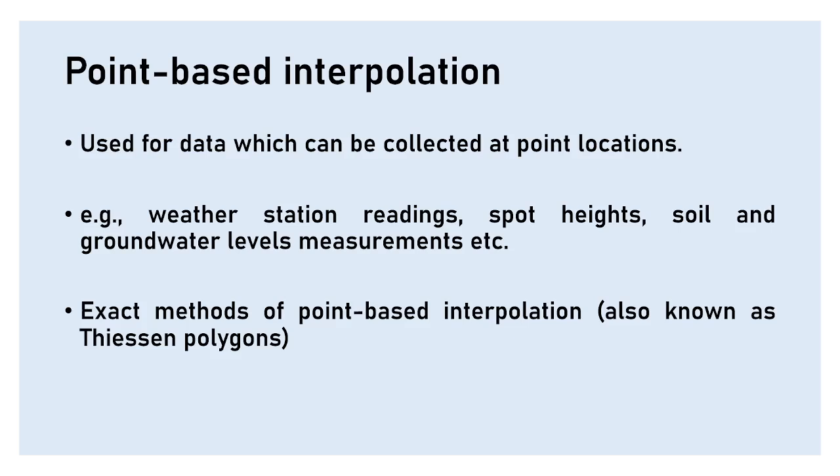Then we have point-based interpolation, which is used for data that can be collected at point locations, like weather station readings. I don't know if you have seen it on video or something. People install such stations for determining wind, precipitation, all those things. Spot height, soil and groundwater level are also point locations. An exact method of point-based interpolation is also known as Thiessen polygons. One good application is for groundwater level.